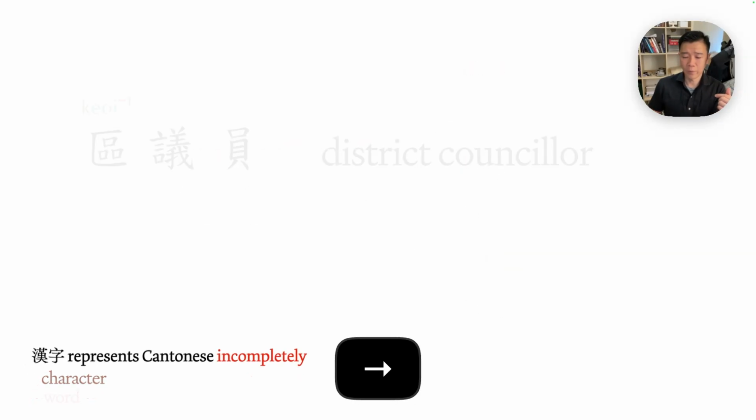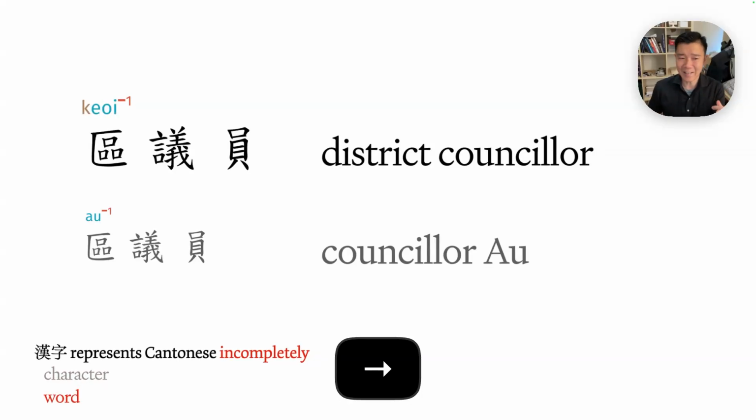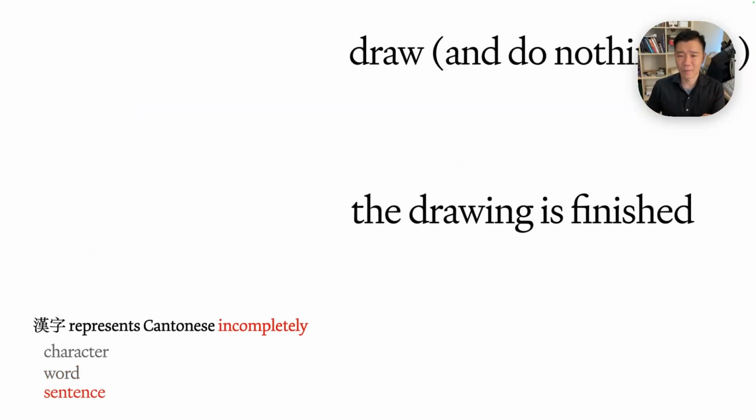For example, if we have these two identically written things, on the top one, we read it as 區議員, it means a district councillor. If we say 歐議員, same glyph, same drawing, it would mean a councillor with the last name 歐. Sometimes it happens on a sentence level.